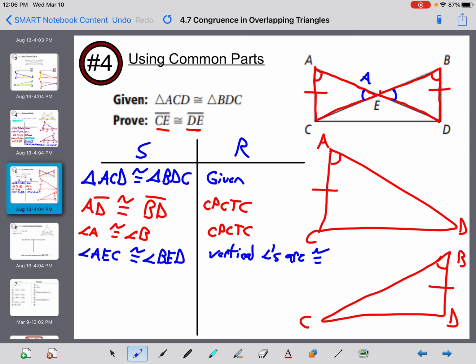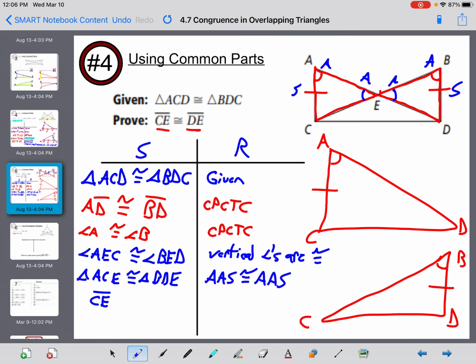Okay, now I see angle, angle, side. Angle, angle, side, which means the two triangles are congruent. So triangle ACE is congruent to triangle BDE by angle, angle, side being congruent to angle, angle, side. Now finally I can say that CE is congruent to ED because of CPCTC. Corresponding parts of congruent triangles are congruent.